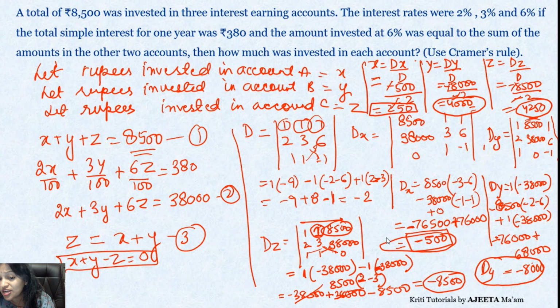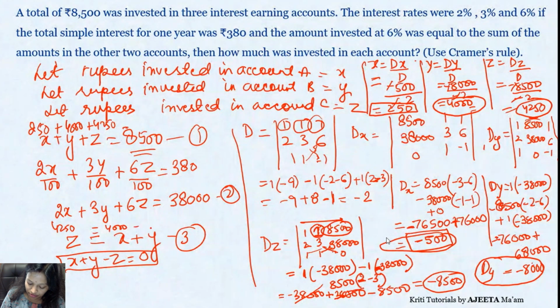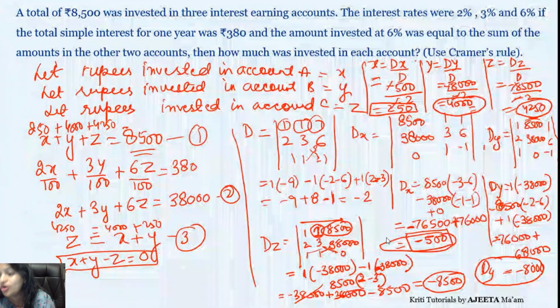Now we can easily check our answer, as I have told you before also, by substituting them in the given equations that we have framed. So if we substitute x as 250, y as 4,000 and z as 4,250, I get 8,500, right? So we can say that our answers are correct. Let's verify with one more equation which is easy to solve. So z is x plus y. So we can see 4,250 is equal to 4,000 plus 250. You can do that orally, no need to show. It is just to show that we are getting the correct answer.